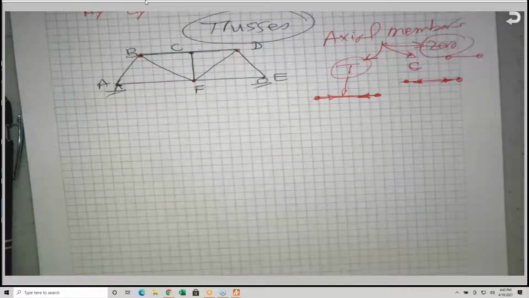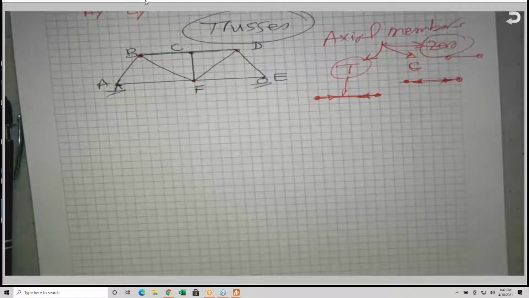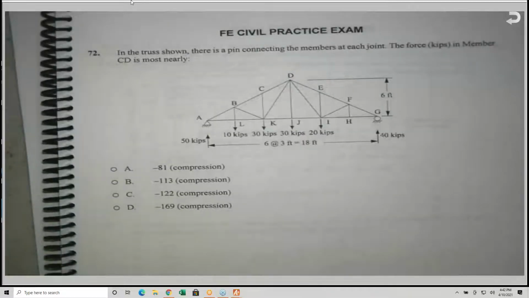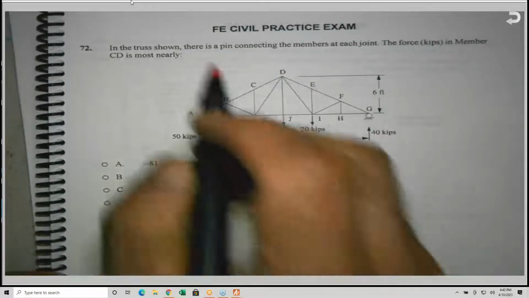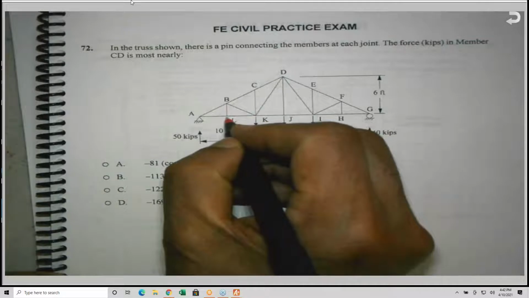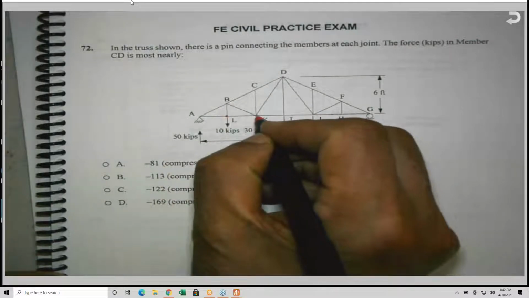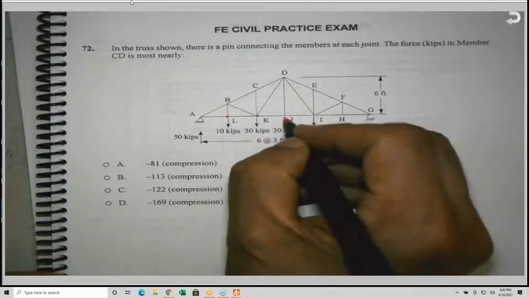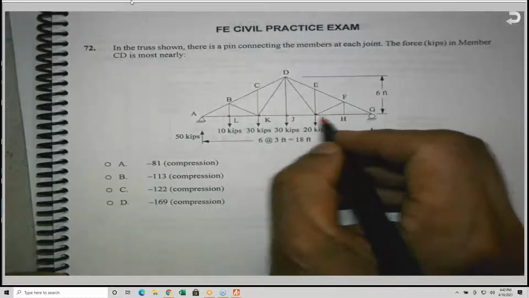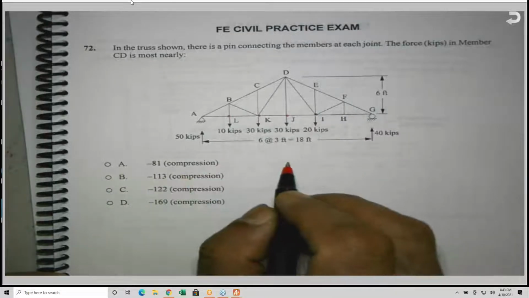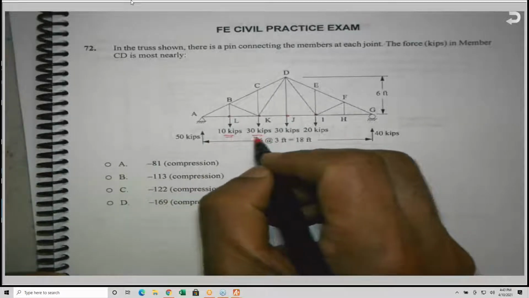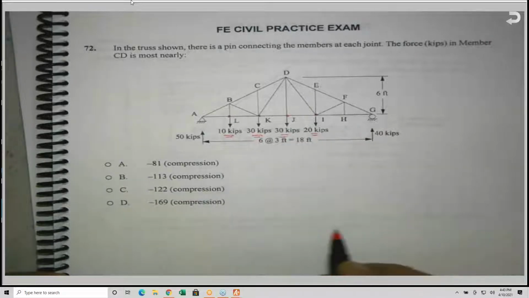So the truss problems, like the one I put on the screen, this is from the FE civil practice exam, the one the NCEES has published, and it's giving you a truss. And as you can see, there is one load here and another load here, at joint L, joint K, joint J, joint I. He does not have any load at joint H or in other joints. And he gave you 10 kips, 30 kips, 30 kips, 20 kips.